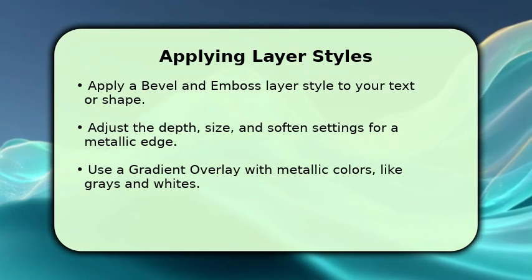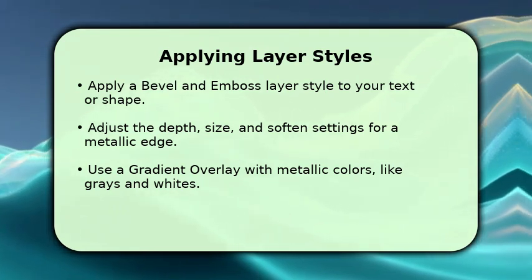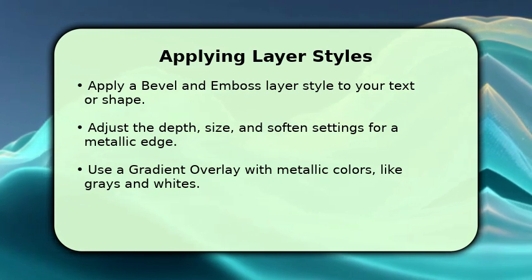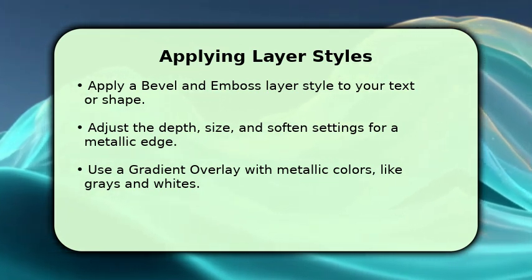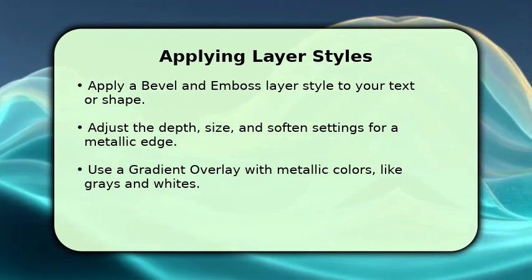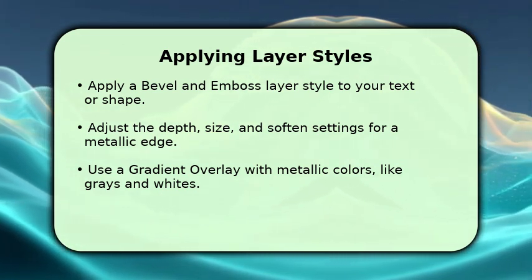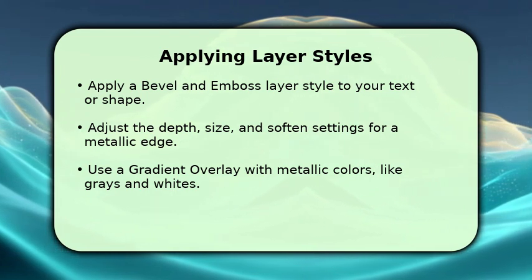Now select your text or shape layer. Go to Layer Styles and apply Bevel and Emboss. Experiment with the depth and size to get that rounded, reflective edge. Next, add a gradient overlay. Choose a metallic gradient, typically moving from dark gray to light gray, then white and back to dark to simulate light reflection.